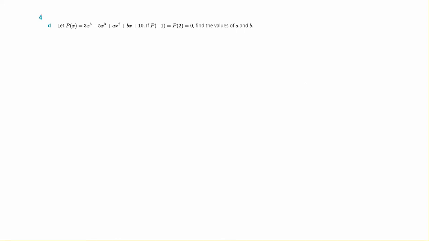Year 11 methods. We're going to look at exercise 6A, question 4d. So we've got a polynomial with two unknowns, a and b, and we're given a piece of information. We want to find the values of a and b. I can sub in the two pieces of information because we know p(-1) equals 0 and p(2) equals 0. In p terms, they're like x-intercepts. So I want to sub these in individually, one at a time.